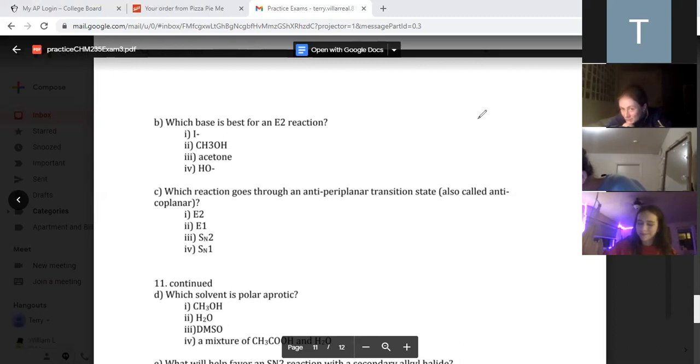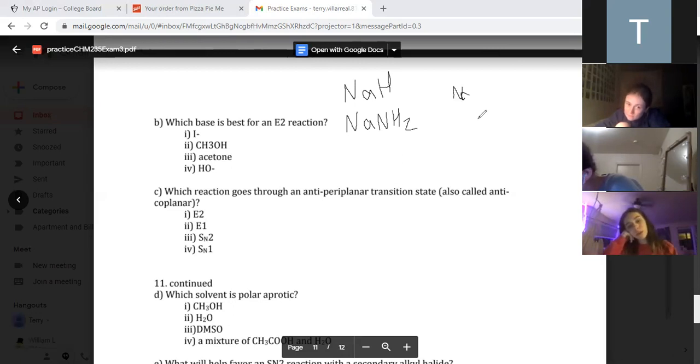Those are the ones that can go E2. So your 7 strong bases that you are going to see as E2: sodium hydride, sodium amide. These don't pop up too often, but they can. Sodium hydroxide, sodium methoxide, and sodium ethoxide. These are your common ones that you're going to see for E2.